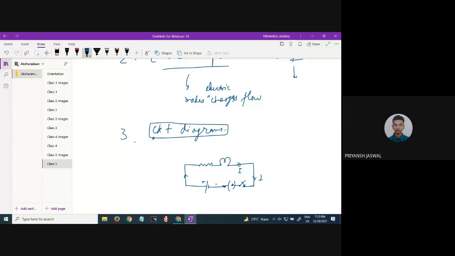Current can be measured by putting an ammeter in series, and potential across the terminals of an electric component can be measured using a voltmeter.